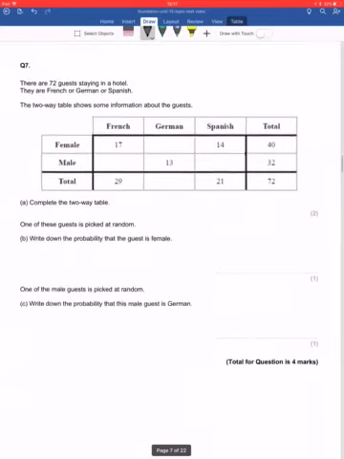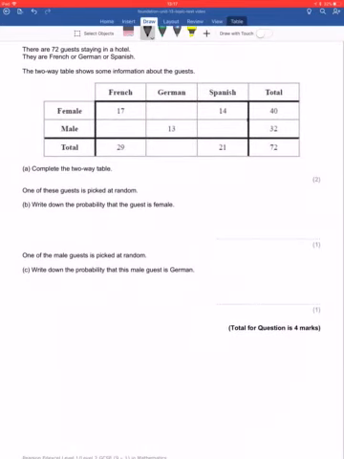Next question. 72 guests staying in a hotel. They're French, German or Spanish. Complete the two-way table. Just treat it like a Sudoku puzzle and fill in things that you can. So let's have a look at the French. 17 a female. They've got to add up to 29. So 17 plus 12 makes 29.